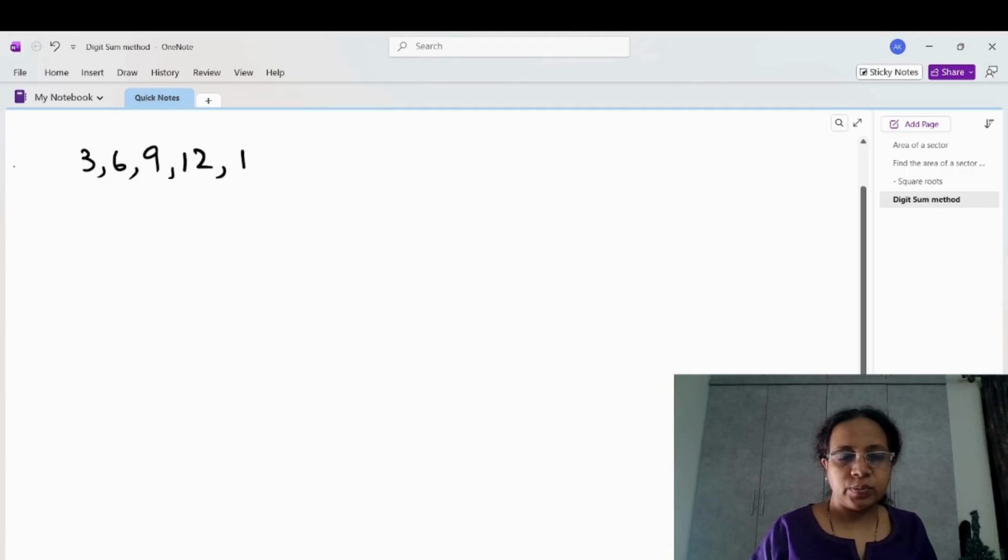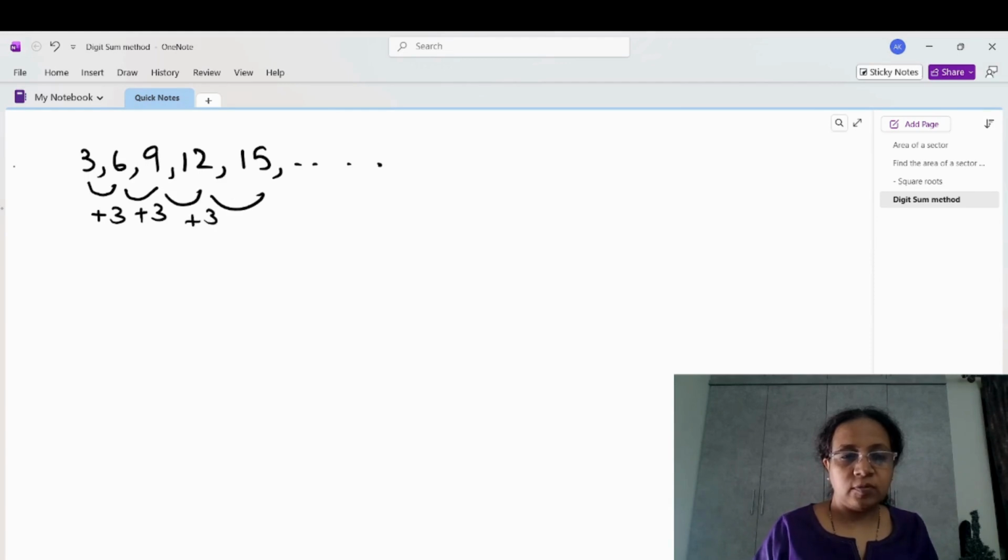3, 6, 9, 12, 15 and so on. Now if we look at the difference between two successive terms, that is the difference between the first term and the second term, 3 and 6, it is 3. The difference between the second term and the third term is 3. The difference between the third and the fourth term is 3. The difference between the fourth and fifth term is 3. Since the difference is constant, we can say that this is a linear sequence.